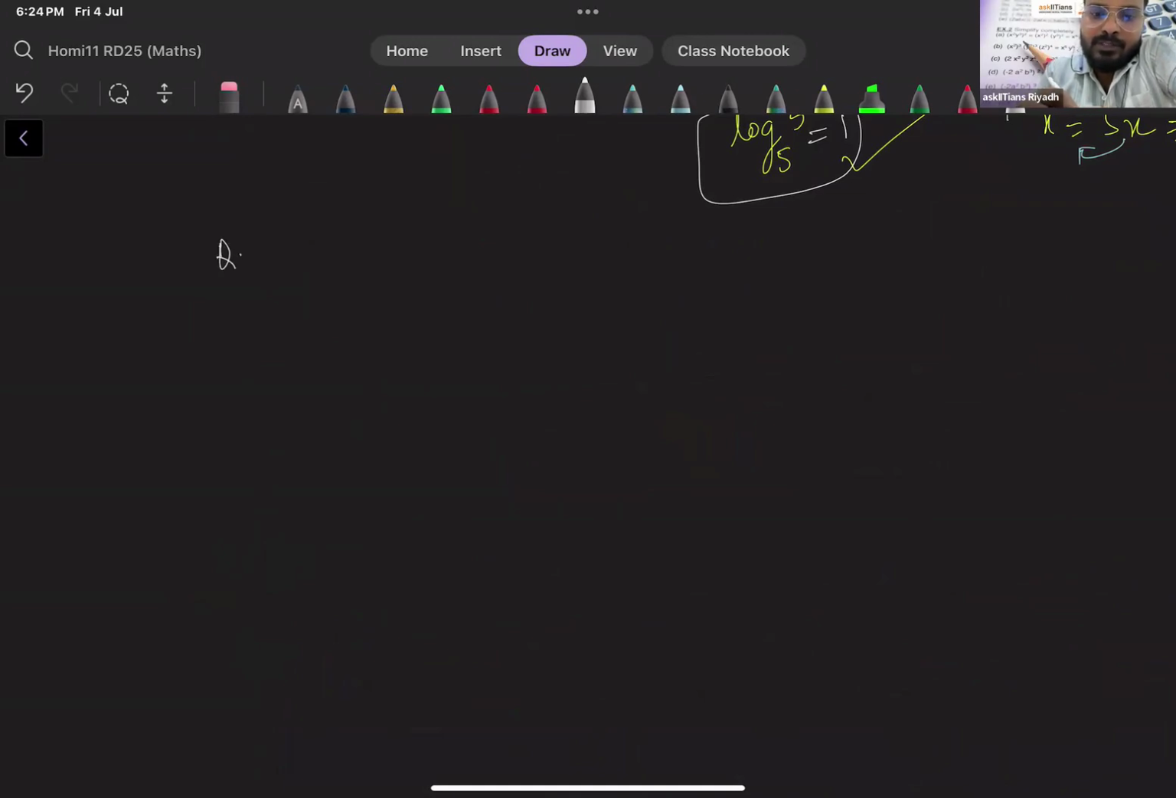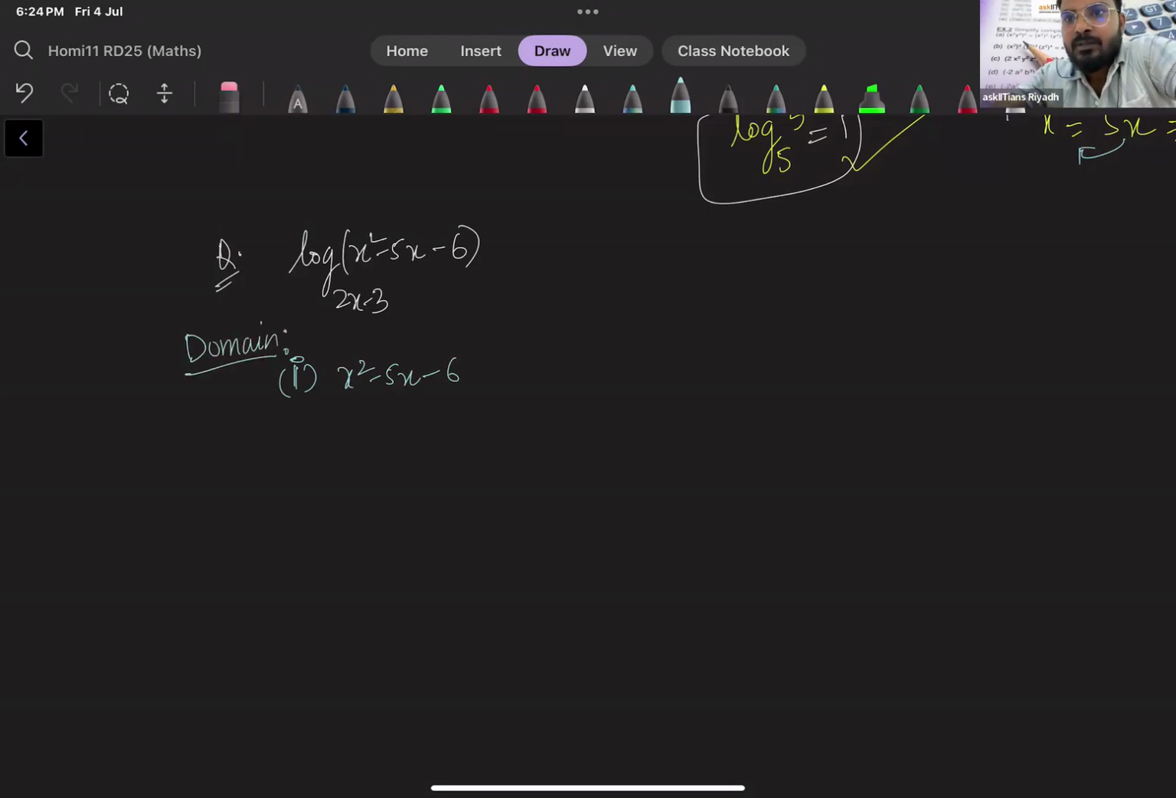So let me write the question here. Log of x square minus 5x minus 6, and 2x minus 3. This is given. So whenever log is given, we know that we need to define these three things. X square minus 5x minus 6 is greater than 0. To find domain, we need to solve these three conditions. So Atif, camera क्यों होता है भाई? Second, 2x minus 3 is greater than 0. And third one is that it's not equal to 1.